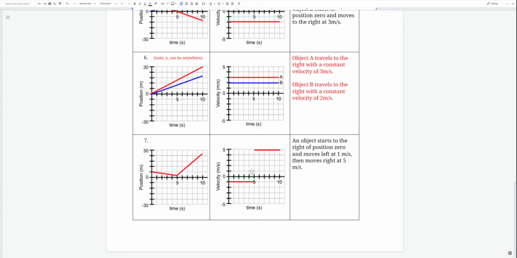Our velocity time graph for this one, left at 1 meter per second is just negative 1 here for 5 seconds, and then moving right at 5 meters per second is positive 5 for the last 5 seconds.